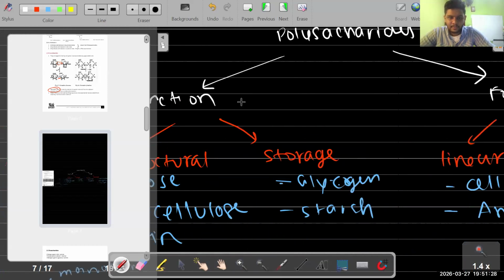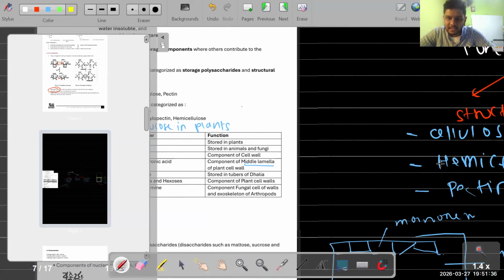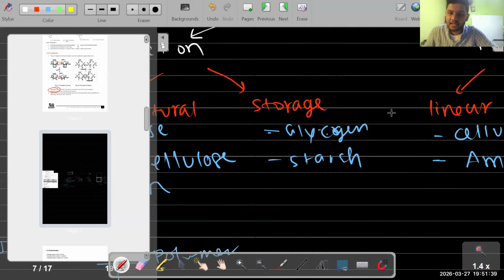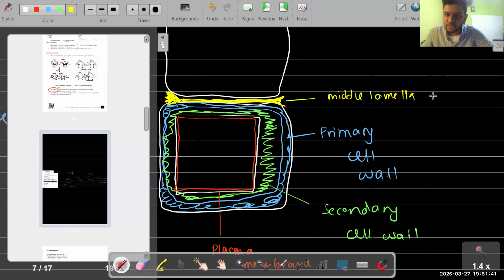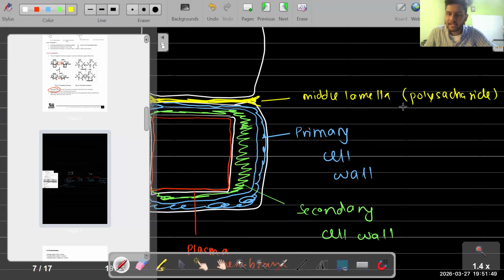Right. Now let's go back to the note. Pectin is made up of a monomer called galacturonic acid. It is a compound of middle lamella. Pectin is present. Now if you see this middle lamella, what does this middle lamella actually mean? Middle lamella is a polysaccharide. Can you understand? Middle lamella is a polysaccharide and it is containing, right? This middle lamella contains pectin.